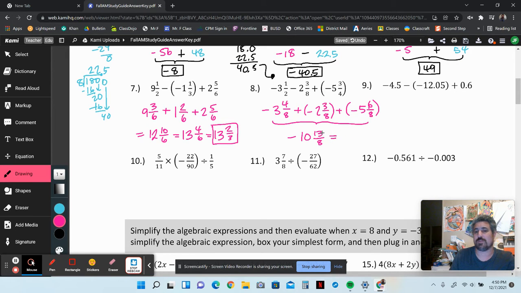How many times does 8 go into 13? One time. That's really negative 11. And how many are extra left over? 5. So you're looking at negative 11 and 5/8 as your answer. And that's what you should have.